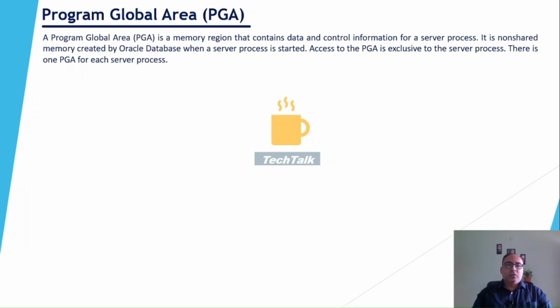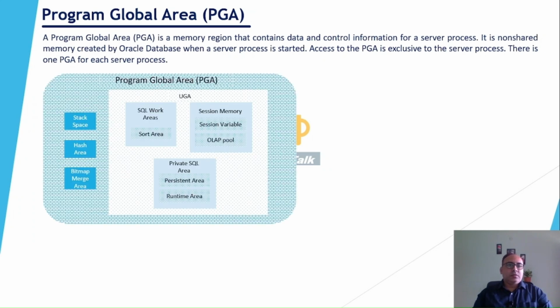Like SGA, PGA also involves certain components. Now you would be able to see the architecture of PGA. It basically contains different memory regions. Under PGA, there is a term called UGA, User Global Area, which basically contains SQL work area, session memory, and private SQL areas. Now let's try to understand all these components in detail.